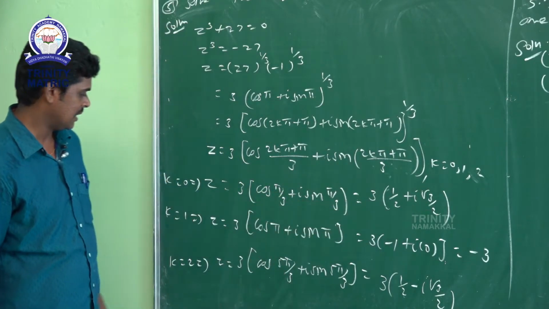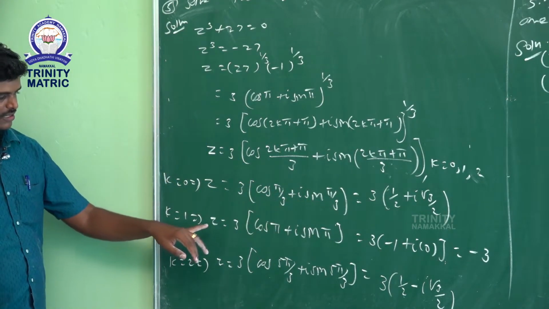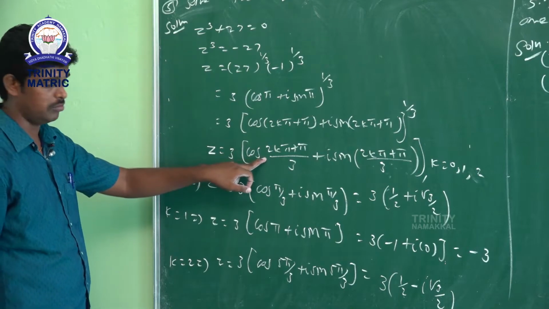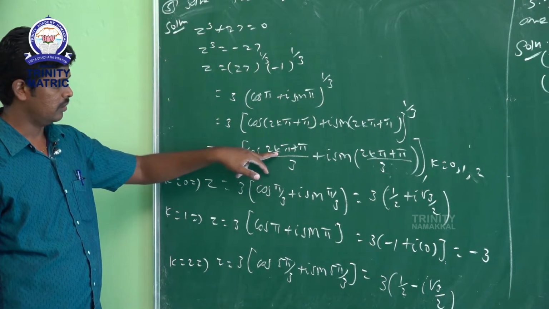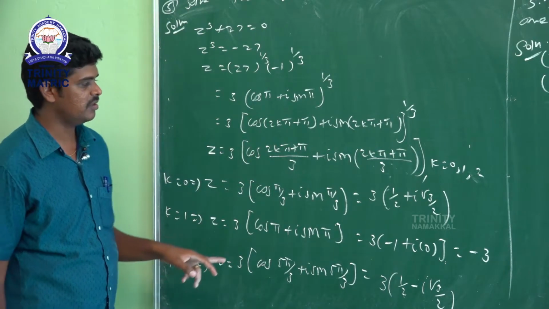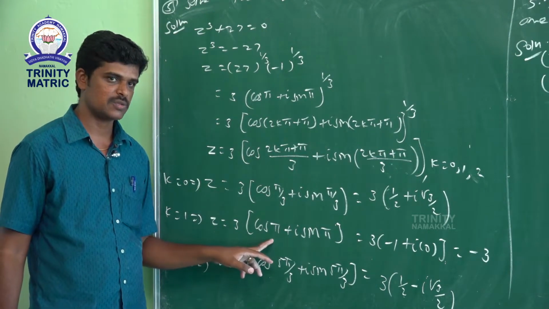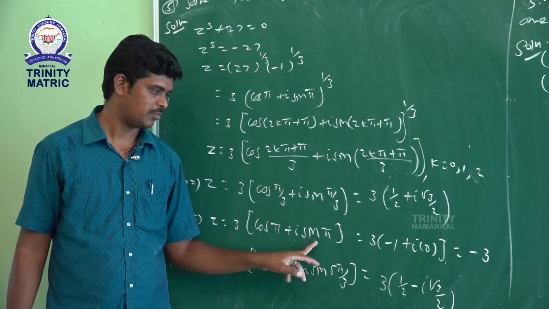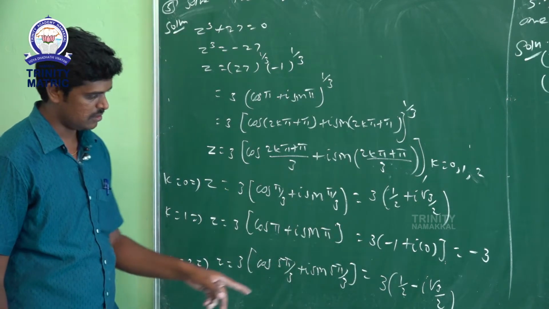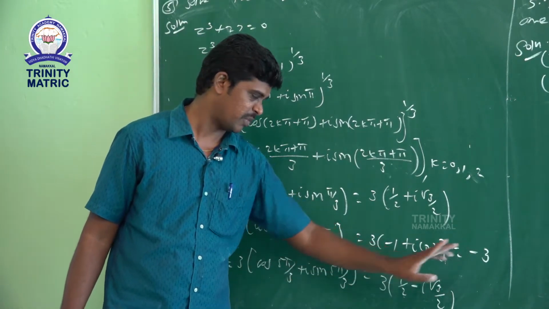Already we know. Next, k equal to 1 implies z equal to, put it here, 3 into cos 2 into 1, that is 2 pi plus pi, totally 3 pi by 3. Finally we get cos pi plus i sin pi. Cos pi is minus 1, sin pi is 0. Next, 3 into minus 1 is equal to minus 3.